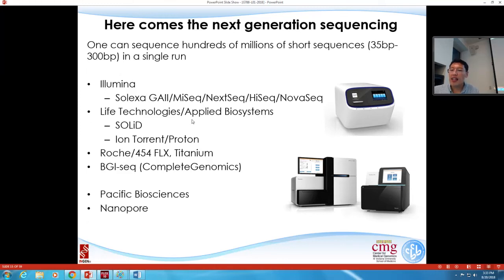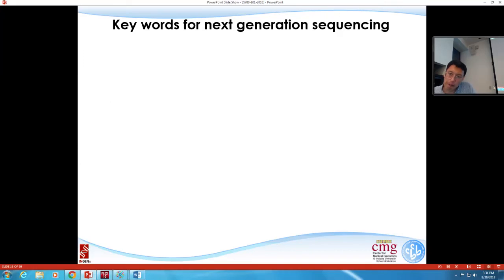Here are the major technologies that we will potentially go through a little bit, including the Illumina technology, the LIFE technology, which includes both SOLiD sequencing and Ion Torrent and Ion Proton sequencers, and the Roche 454 sequencing. And now there is BGI-seq. BGI stands for Beijing Genome Institute. That is being developed based on the Complete Genomics technology, along with PacBio and the nanopore technologies. These are a list of the mainstream sequencers that made it.